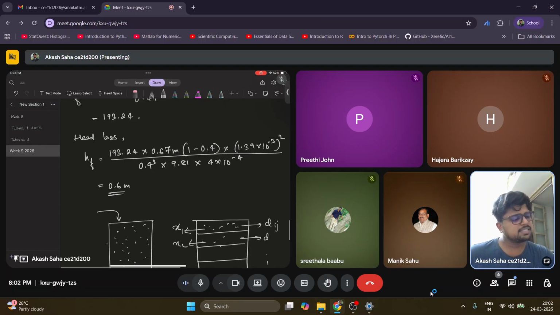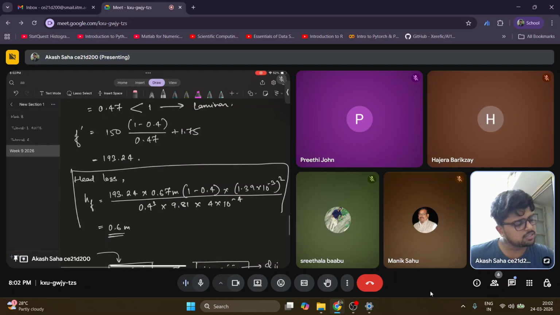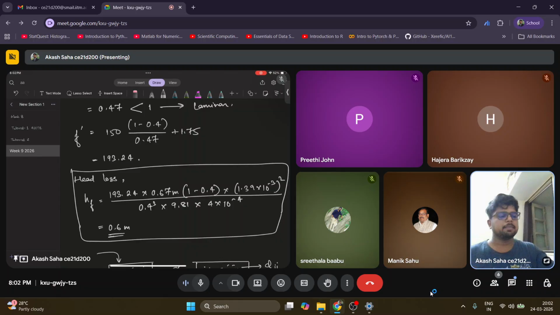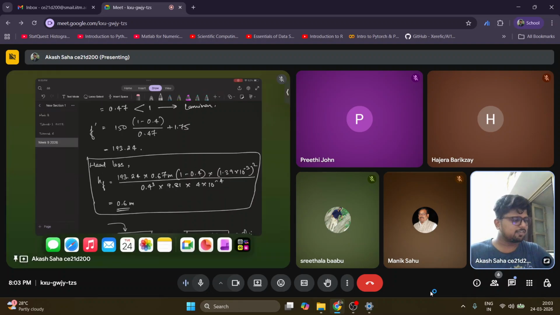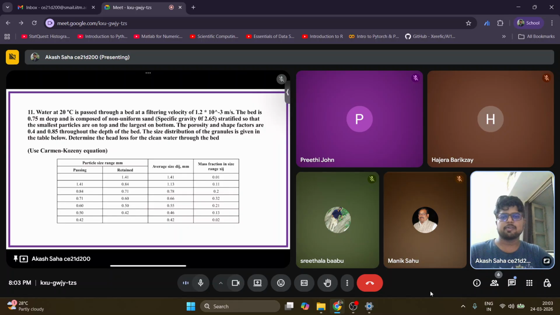In this kind of problem where we have to calculate the head loss, there can be questions where the mass fraction and the diameter of the particle change. For that also we have to follow a similar method. I will just show you the question. Same question as before, but here the mass fraction and the average size of the particles are also given. You need not worry about the passing and retained information, but the sieve retention size is given.